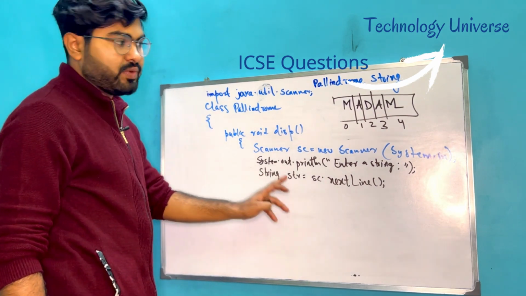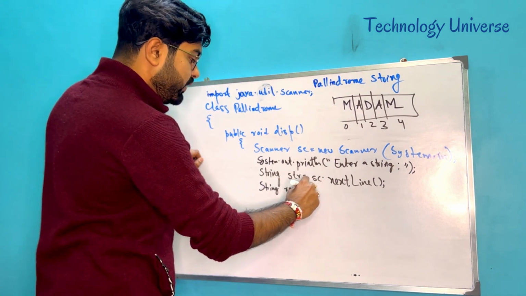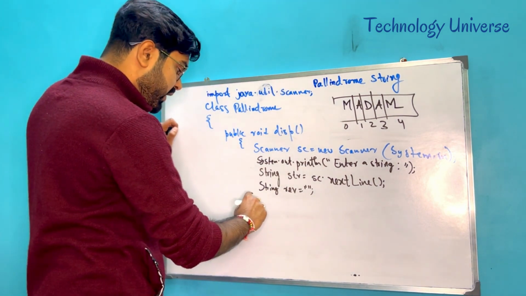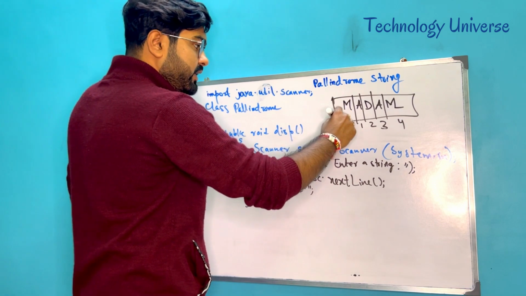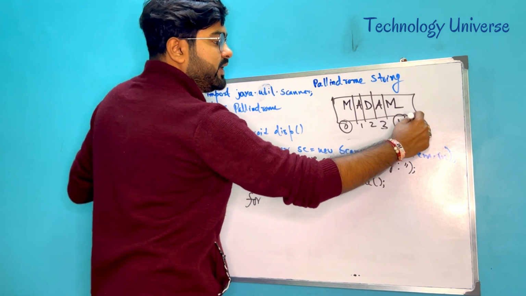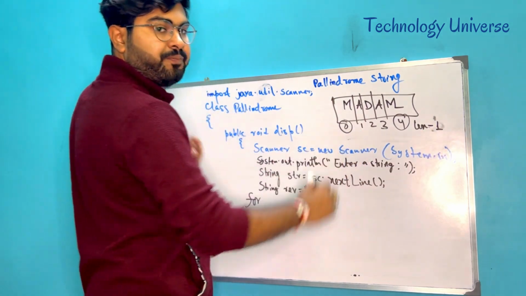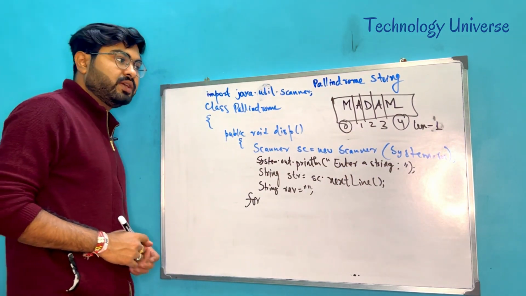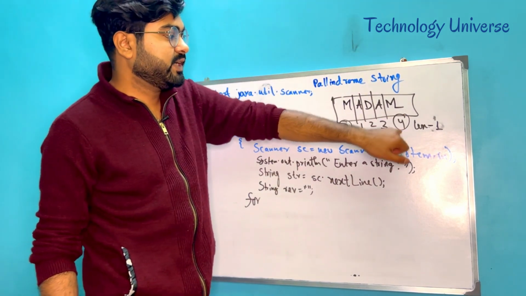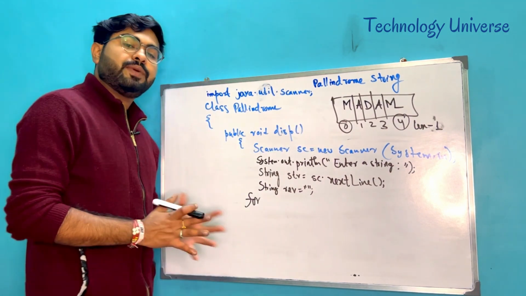Now this string str, we have to find the reverse. So let me take a variable, that is rev, and I would find the reverse of the string. See, this is the starting index, right? 0, 1, 2, 3, 4. For any other string, the last index is always length minus 1, since it is starting from 0. What is the length of the string? 1, 2, 3, 4, 5. Five is the length, and the last index is length minus 1, 5 minus 1, 4.